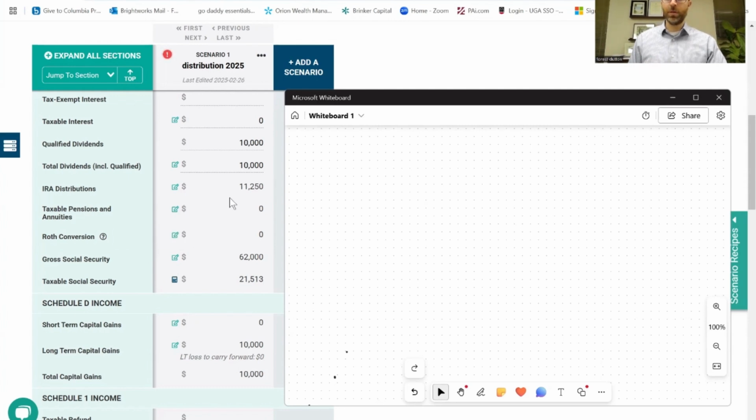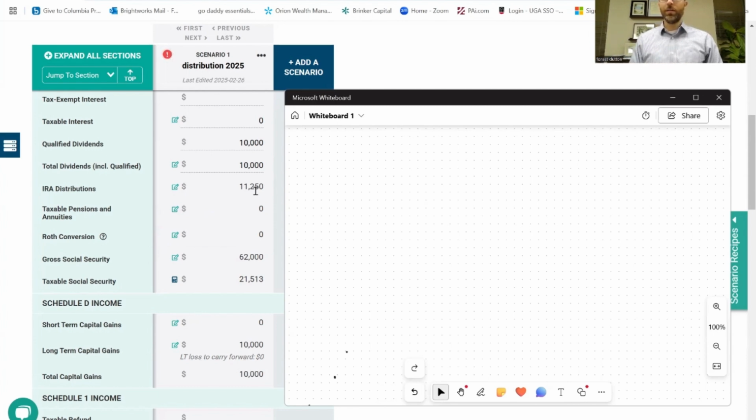IRA distributions. So they're only taking a small percentage of an IRA. Say this person has $1 million in an IRA. They're choosing to only pull a little bit over 11,000 from that account, which is under withdrawing. Now, depending on the size of the IRA, that's a great decision the year of, but is that IRA going to double over the next 10 to 20 years?